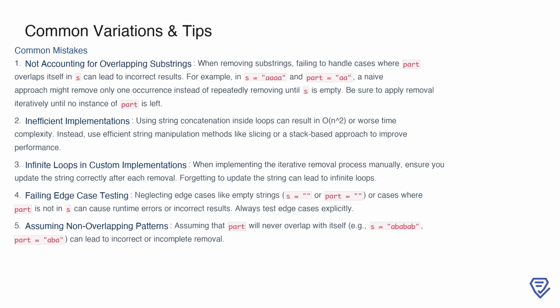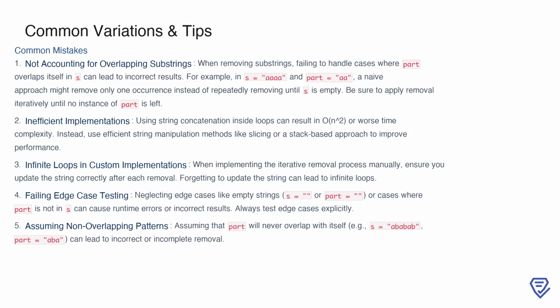One common pitfall when solving this problem is not accounting for overlapping substrings. For instance, take the string AAAA with the substring AA to remove. A naive approach might only remove one AA, leaving AA behind, instead of continuing until the string is empty. To handle this correctly, you need to apply the removal process iteratively until no instances of the substring remain.